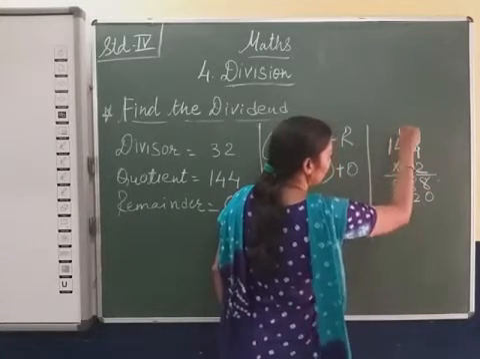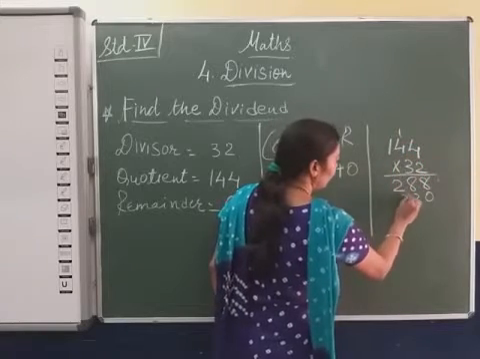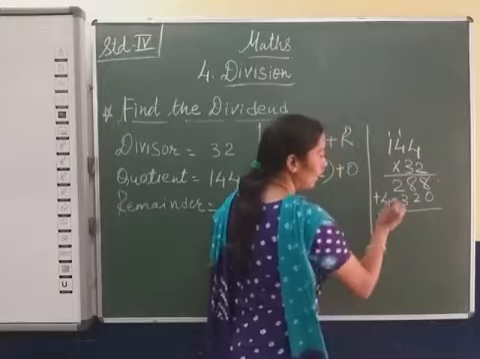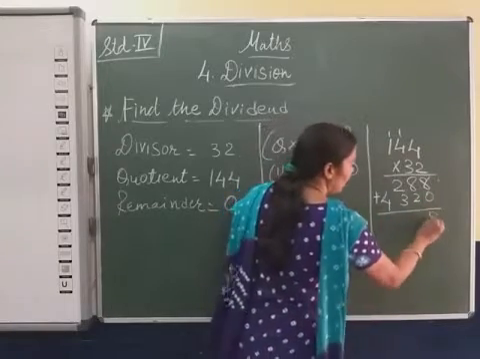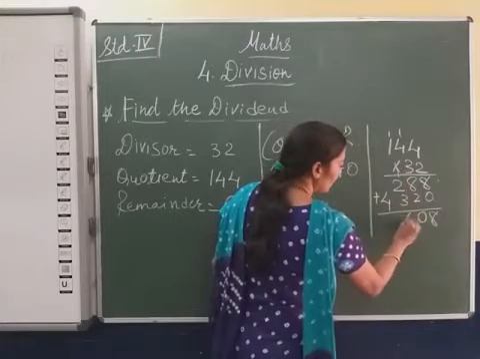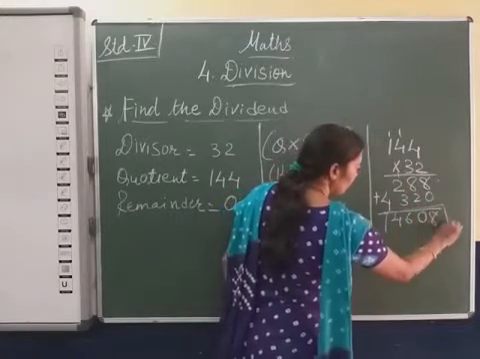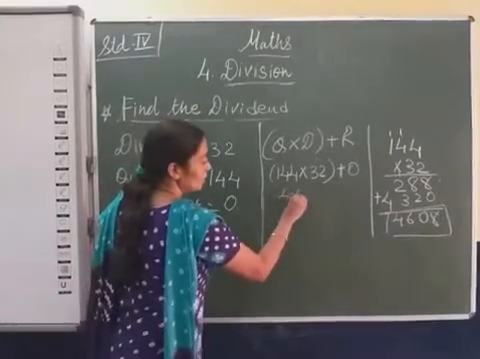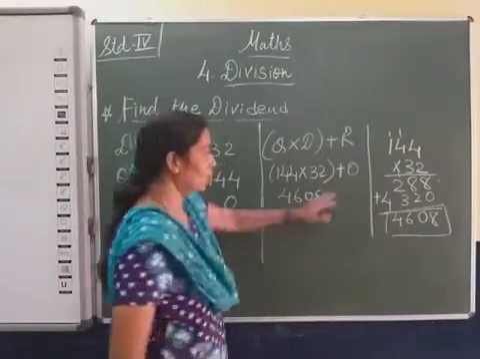1 is carried forward. 3 4s are 12, plus 1 is 13. 3 1s are 3 and 1, so 4. Now we add this product: 8, then 2 plus 0 is 2, 1 plus 3 is 4... So this is our dividend, 4608, and the remainder is 0.